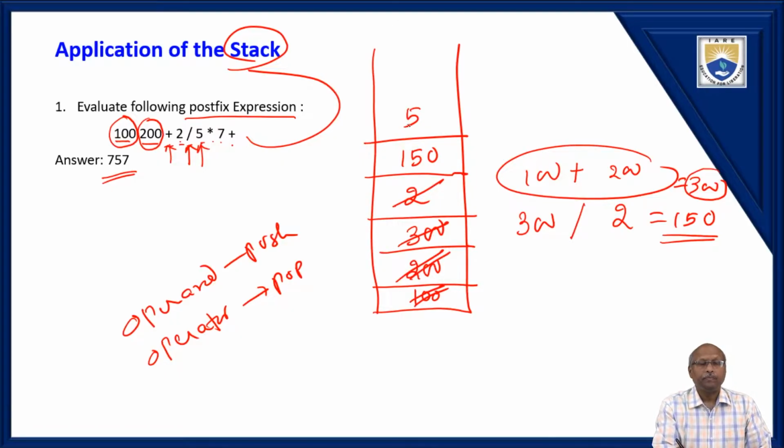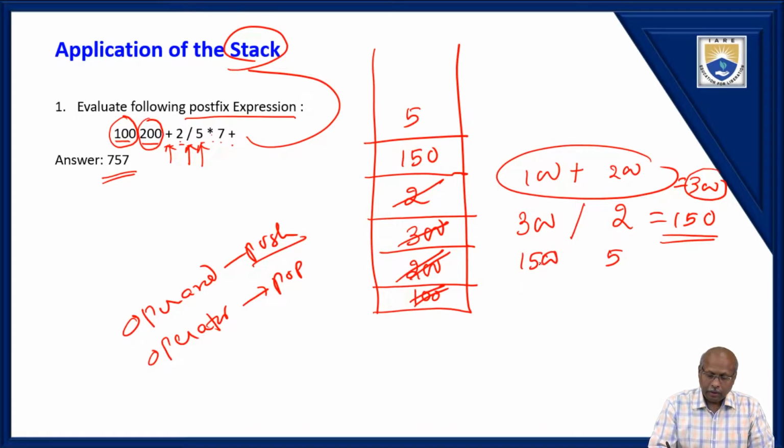Insert 5, because 5 is an operand. Push it. Then star has come. Star is an operator. If it is an operator, again pop. So 5 is popped out, 150 is popped out. Then apply the star operator. The answer is 750. So these two will be popped out. Then my 750 will be pushed, because the result you have to push.